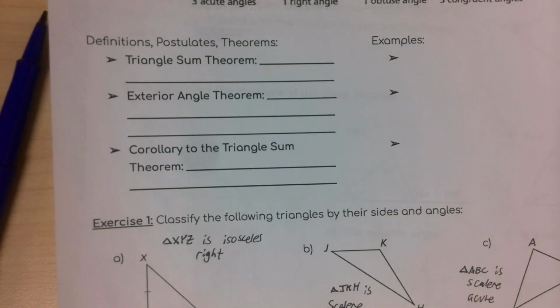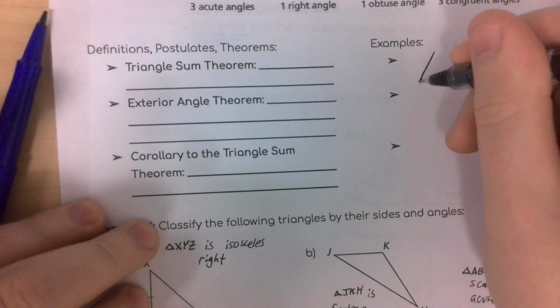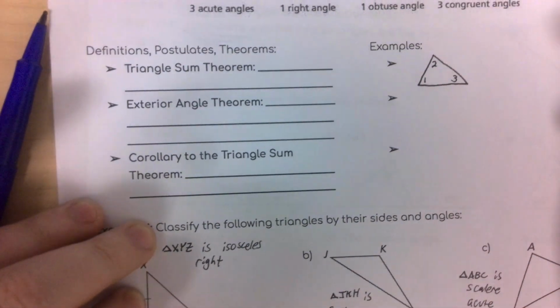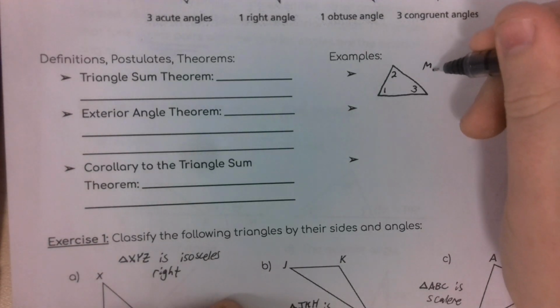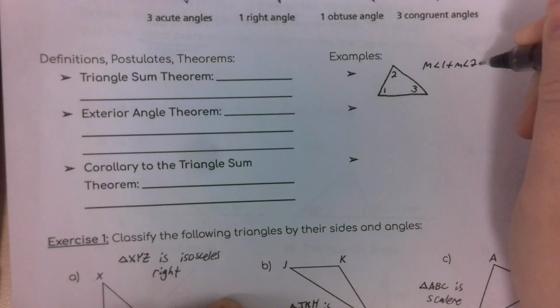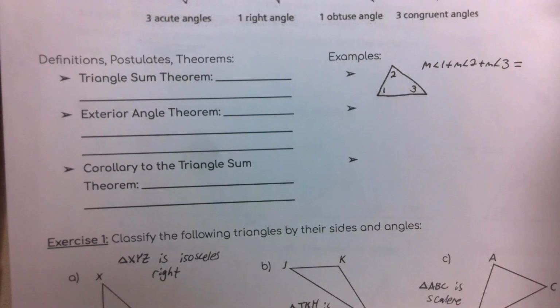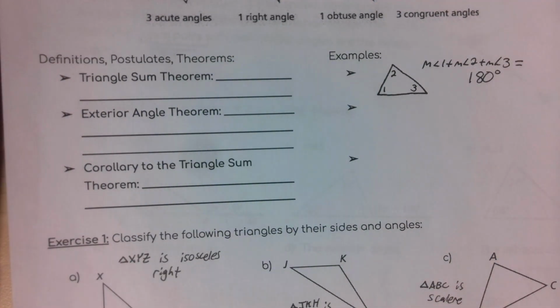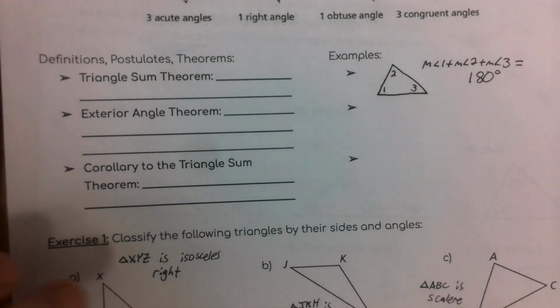So let's start with the triangle sum theorem. This is one that most of us have known for a long time now, even far before this class. What do we know about the interior measures of a triangle? Well, if we have a triangle, we'll call these angles 1, 2, and 3, and we add together the measure of angle 1 plus the measure of angle 2 plus the measure of angle 3, what do the insides of a triangle add up to? 180 degrees. So that there is the triangle sum theorem.